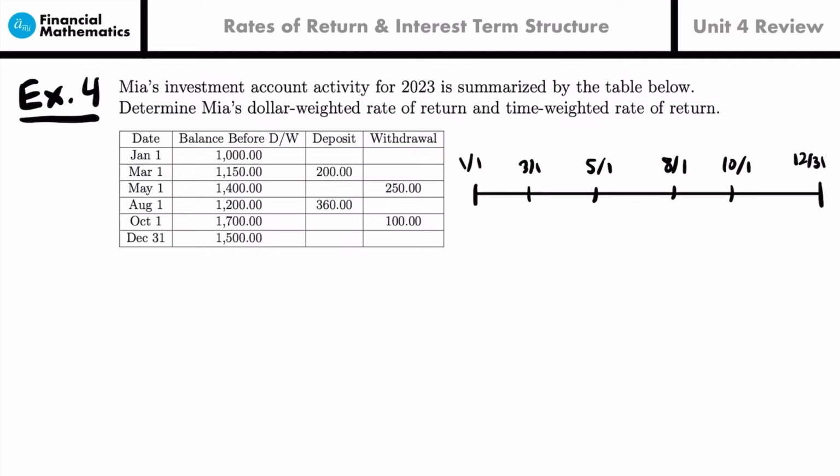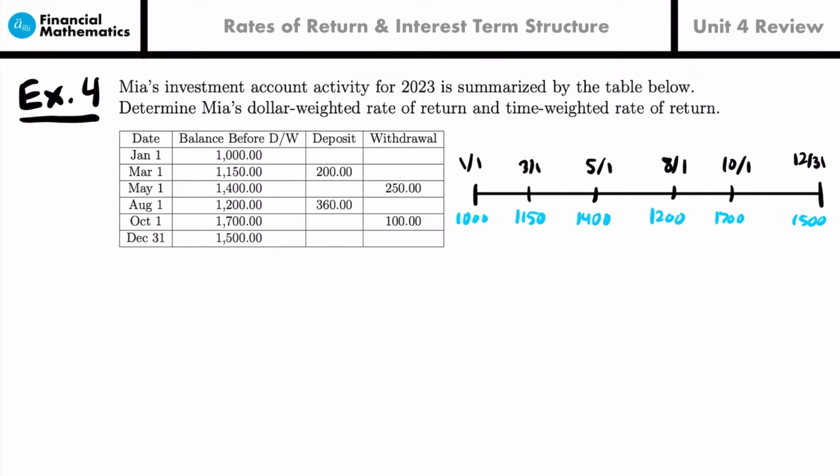Now on January 1st, the fund balance is $1,000, so we have $1,000. Then on March 1st, the balance is $1,150. On May 1st, it's $1,400. On August 1st, it's $1,200. On October 1st, it's $1,700. And then at the end of the year, it's $1,500.